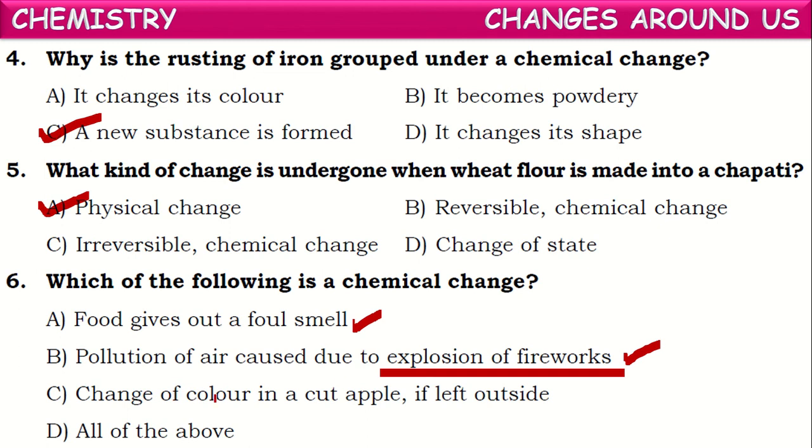Next, change of color in a cut apple if it is left outside. We observe this regularly in our homes when we cut an apple and leave the pieces open for a few minutes. After a few minutes, a brown colored layer appears on it. This is because the apple pulp molecules react with the atmospheric air and convert into new substances. That is why a brown layer appears. That is because of the formation of new substances. As new substances are formed, this comes under chemical change.